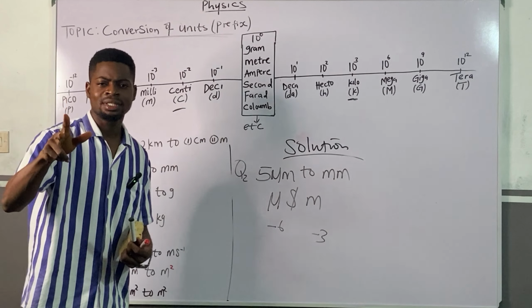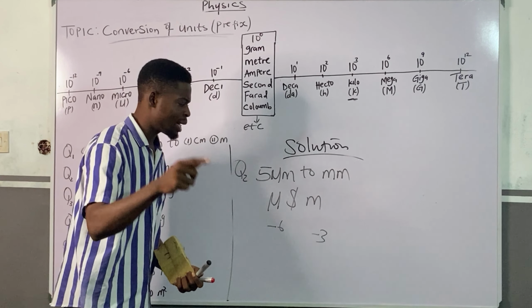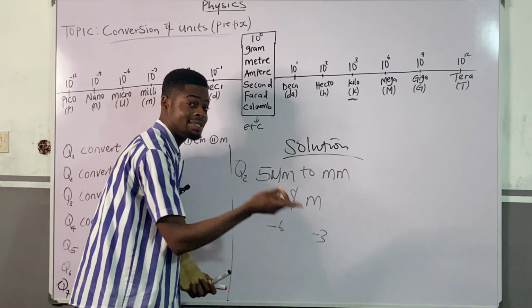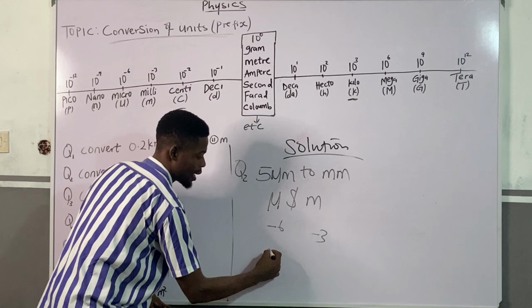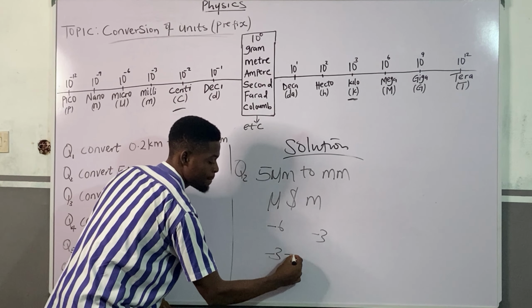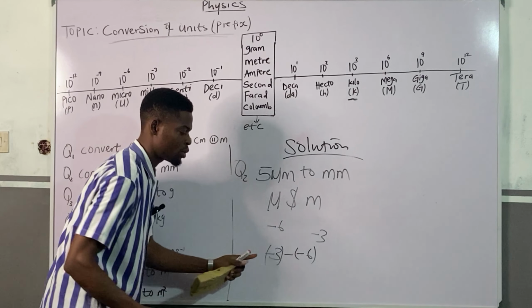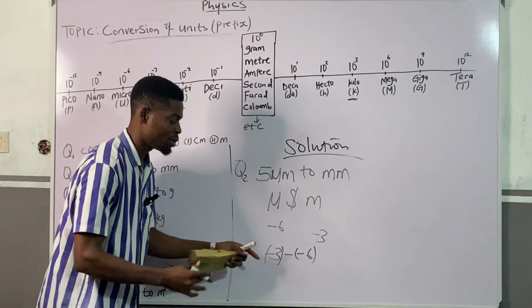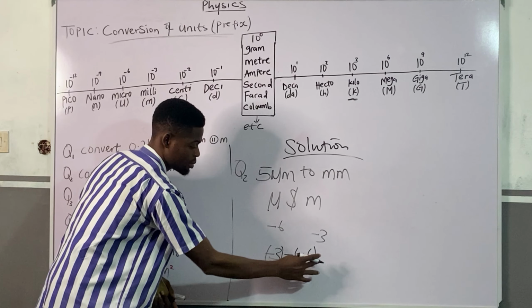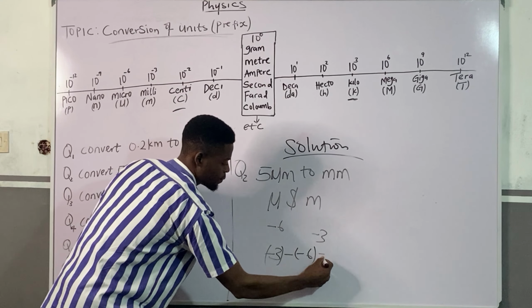Now, what is the positive difference between -6 and -3? You should know that -3 is greater than -6. So we are going to take it like -3 minus -6, because -3 is greater than -6. So the positive difference is the greater one minus the smaller one. So this is equals to 3.